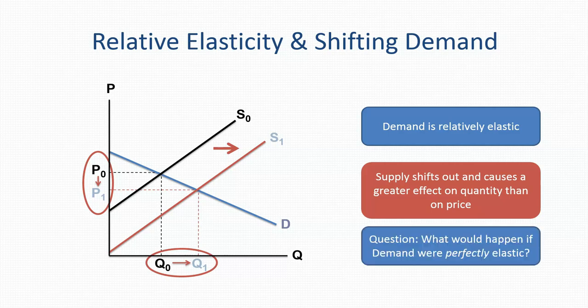We can imagine a scenario in which demand is perfectly or infinitely elastic, which would be a demand curve that is horizontal, and in that case, supply increasing would translate only into a quantity increase with no price change at all.